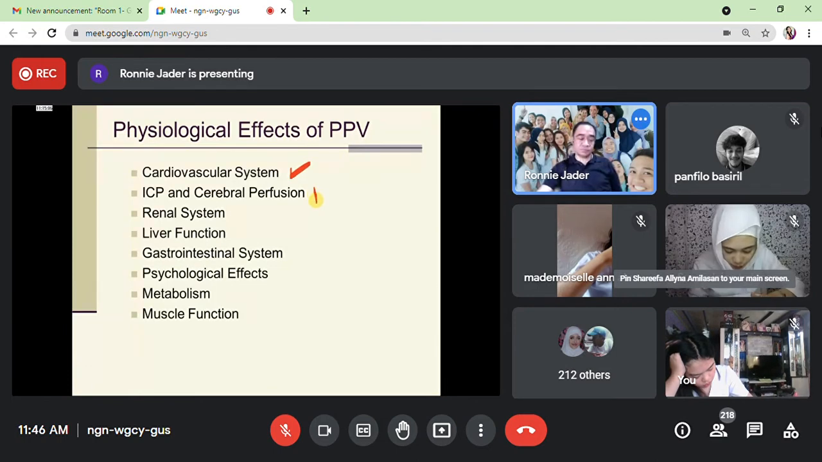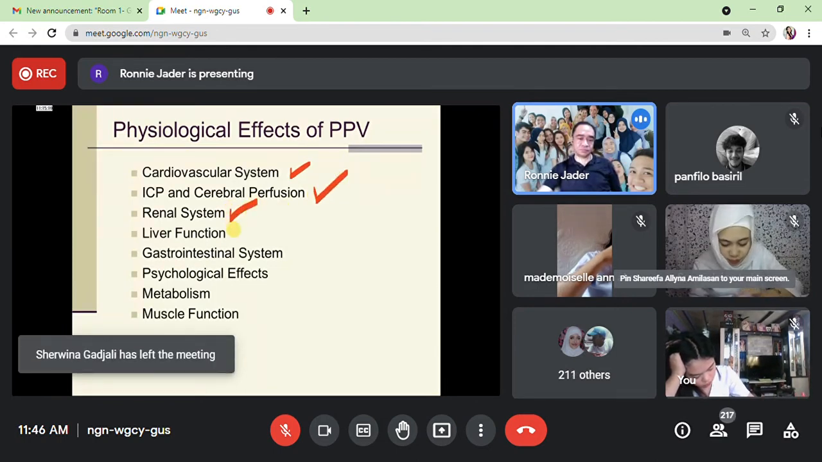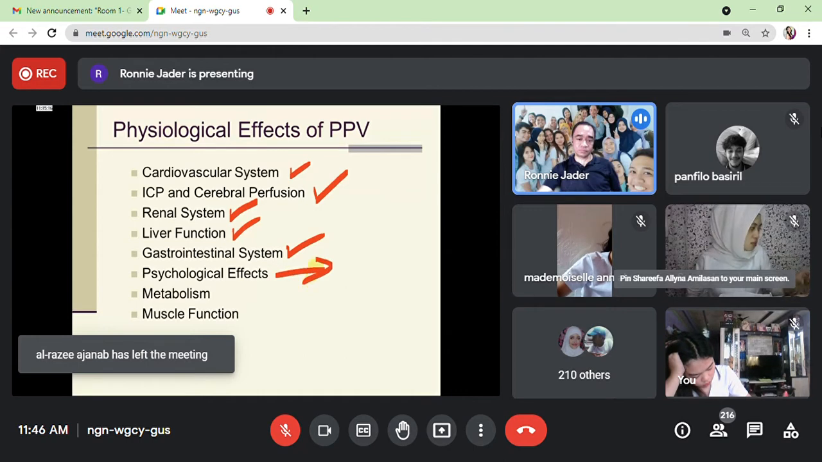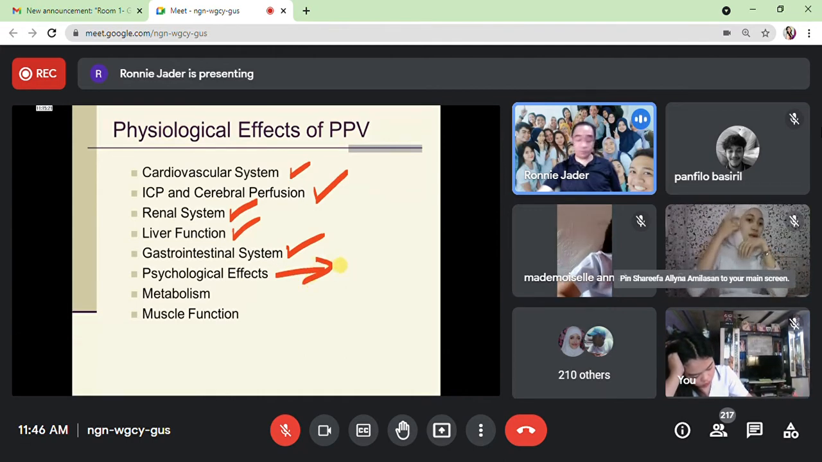It does affect cerebral perfusion. There are all major systems, such as the renal and liver system, even the gastrointestinal system. We have some psychological effects on our patients. Just being on a mechanical ventilator, let's face it, you're not on a mechanical ventilator unless you're in a life-threatening situation. We've got changes in metabolism and, of course, being on a mechanical ventilator can cause muscle atrophy. So let's take a quick look at some of these.